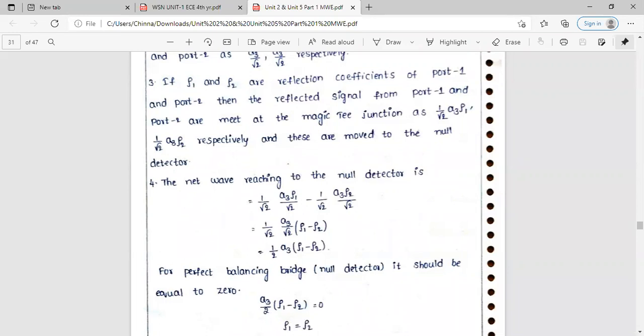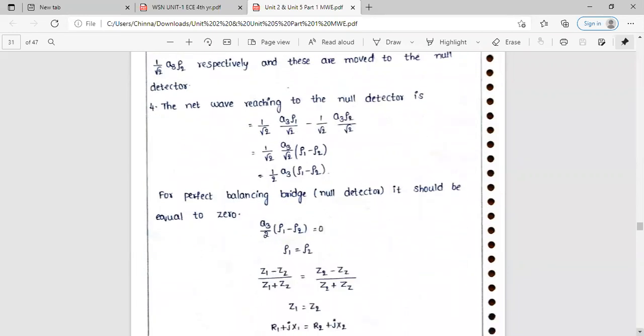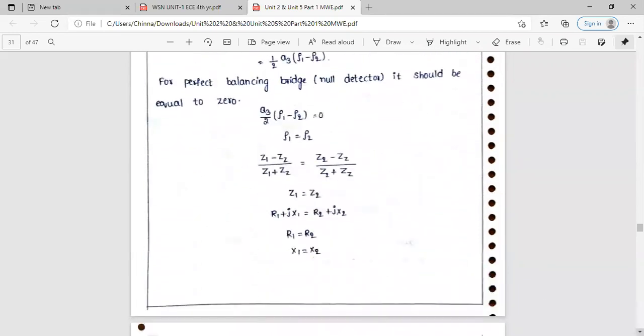So ρ1 is equal to ρ2. ρ1 is the reflection coefficient. The reflection coefficient formula is (Z1 minus Z) by (Z1 plus Z). Here, that is equal to the second reflection, (Z2 minus Z1) by (Z2 plus Z1).